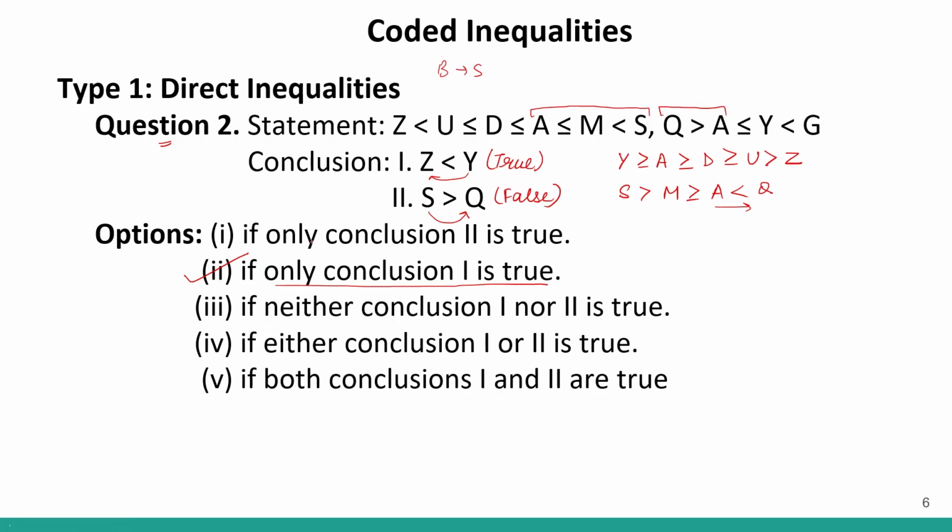I initially started marking this as the answer because I assumed that in the options we were getting, okay, 1 is true, 2 is true, neither is true, either is true, and both are true. Correct? We were getting the options in this order also. But in this particular question, the order changed. The first option was for conclusion 2 and the second option was of conclusion 1.